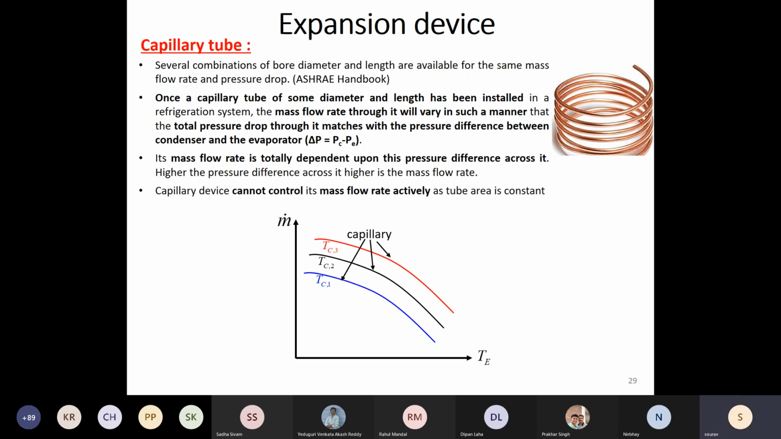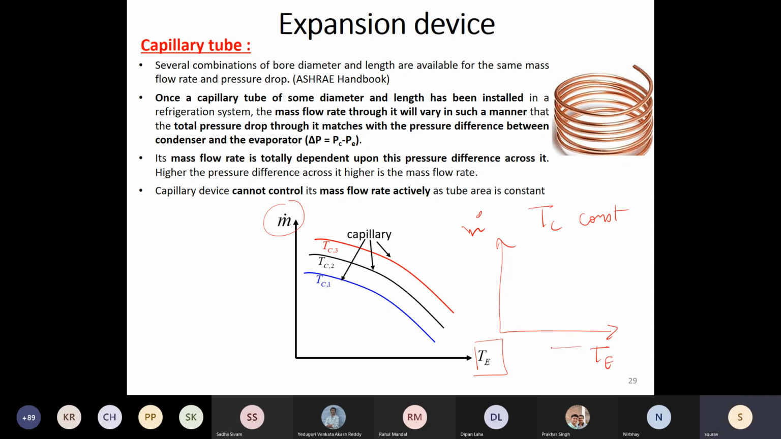So this is exactly what I had told you just now, that you can create such an m dot versus TE curve for different TC. So if you maintain TC constant and continue to decrease your TE, which means that you are changing the PC minus P. Whenever we are discussing TC minus T, it is equivalent to PC minus P. So TC is constant, m dot versus TE.